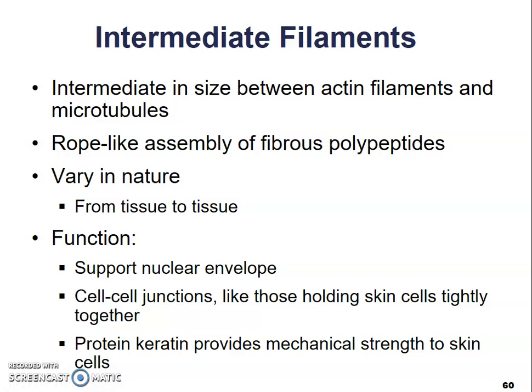Intermediate filaments. They are the middle size between actin filaments and microtubules. They are rope-like in assembly of fibrous polypeptides. You'll remember polypeptides from last chapter. They are long strings or strands of amino acids bonded together. They vary in nature depending on what kind of cell they are in.